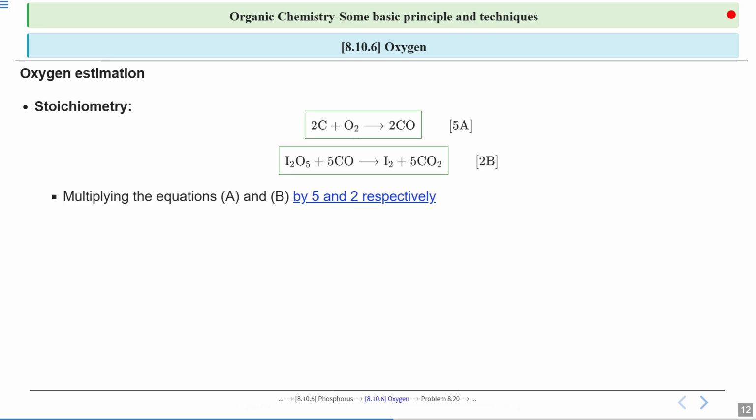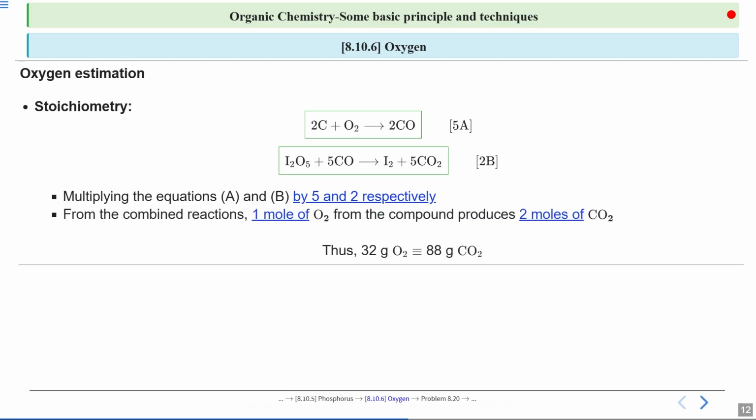This is a key part of the stoichiometry, which helps us understand the proportion of reactants and products. From the combined reaction, we see that 1 mole of oxygen from the compound results in the production of 2 moles of carbon dioxide. This means that 32 grams of oxygen is equivalent to 88 grams of carbon dioxide.